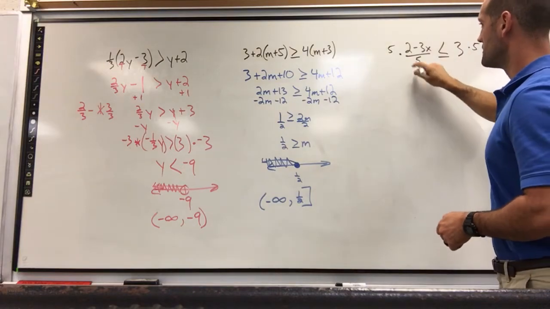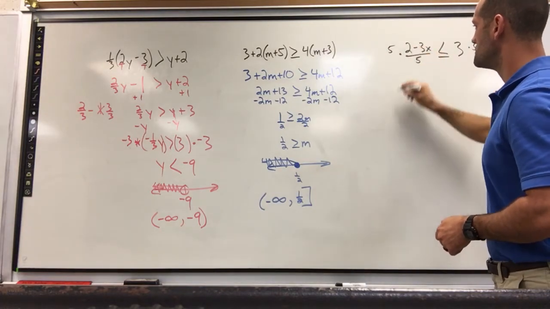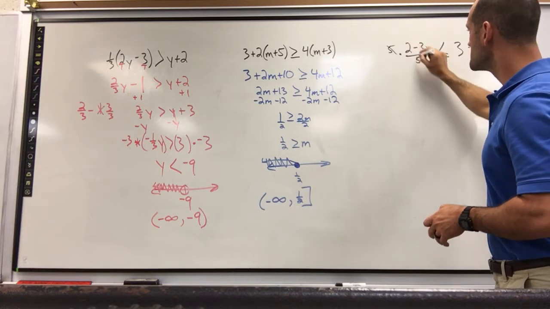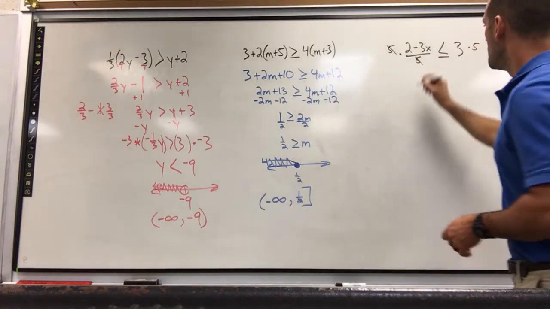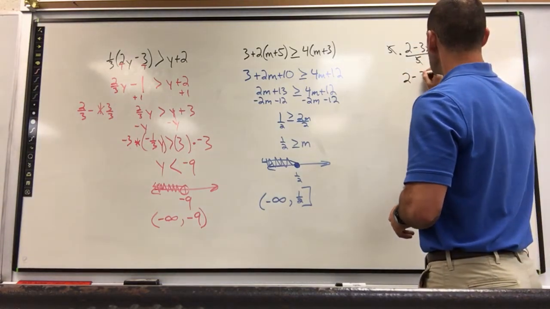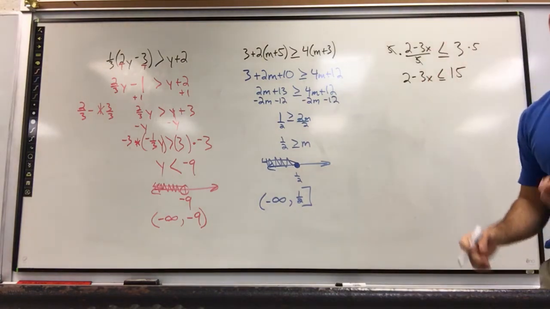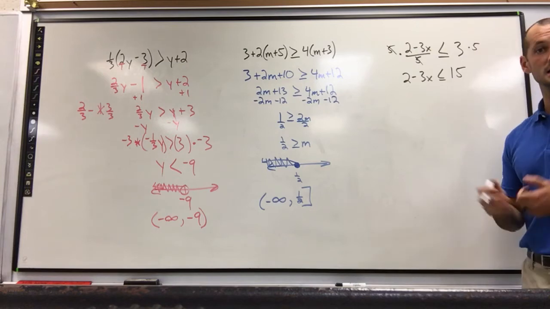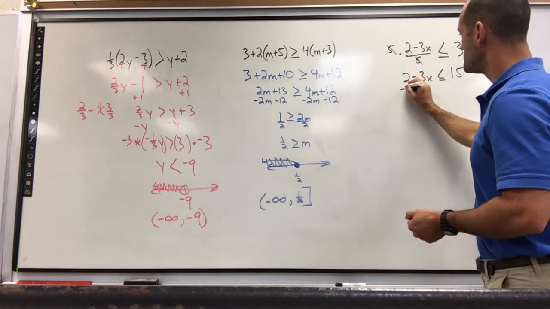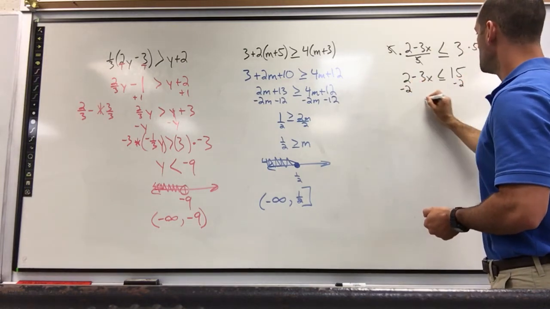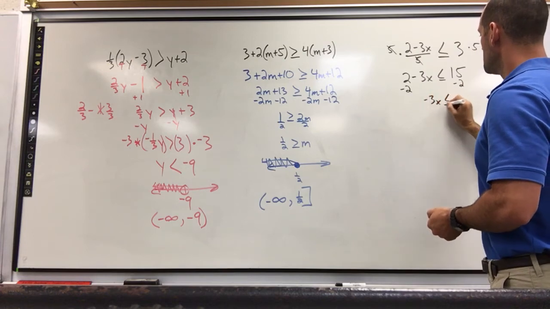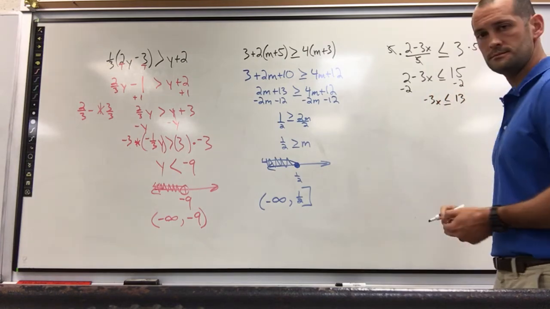You multiply to get rid of this. I've seen far too many of you starting to distribute. The purpose of this was to get rid of the bottom. Okay? We're left with 2 minus 3x less than or equal to 15. And now it's cake. It is right up our alley. Get the variable alone. Positive 2, bring it over by subtracting it. Negative 3x less than or equal to 13.